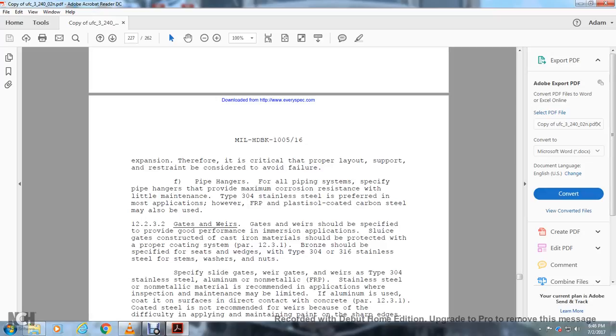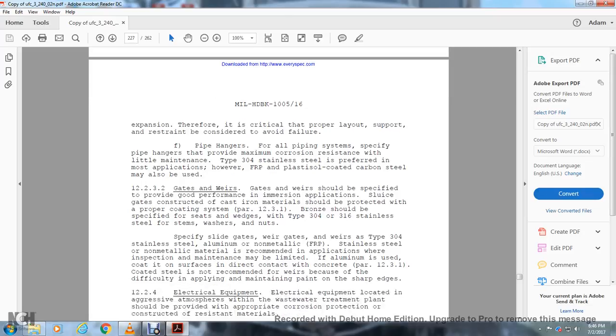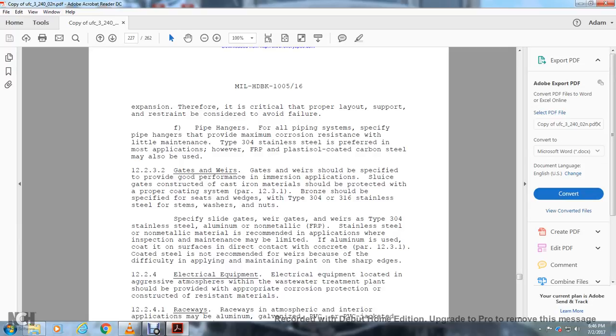Gates constructed with cast iron materials should be protected with a proper coating system. Bronze should be specified for the seating of the wedges, with type 304 and 316 stainless steel for stems, washers, and nuts. Specifically, slide gates and weir gates are recommended in type 304 stainless steel. Aluminum or non-metallic materials with stainless steel are also recommended.